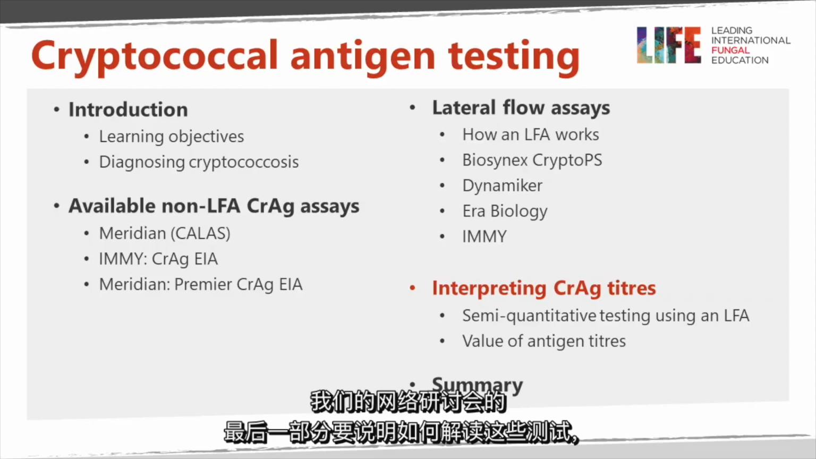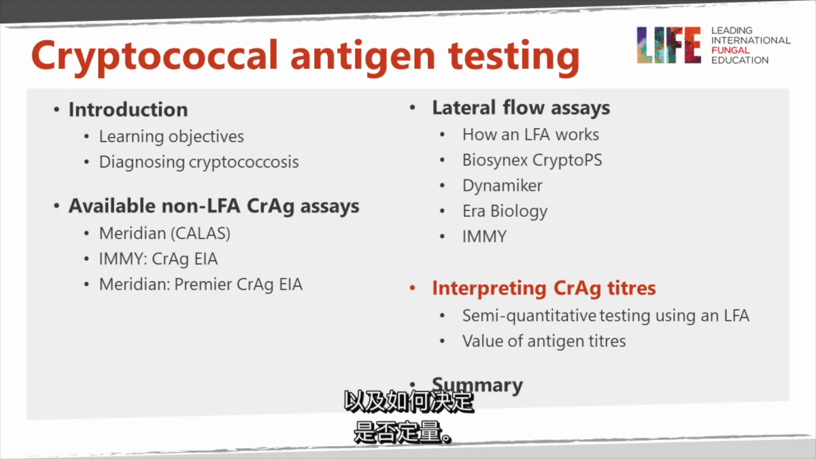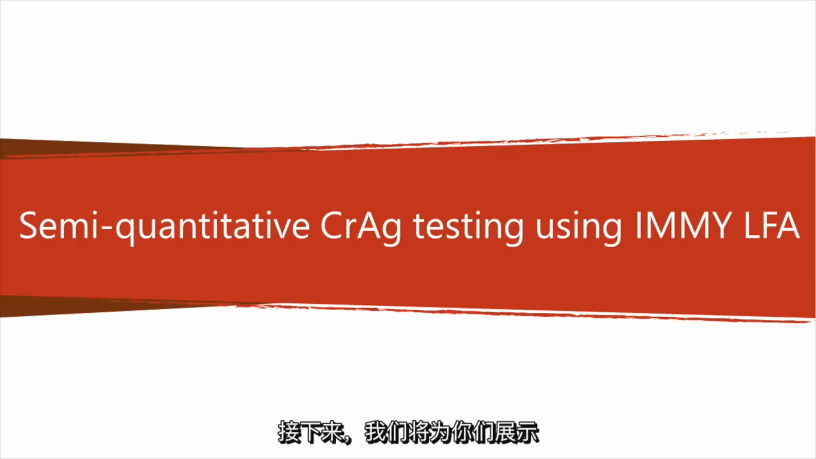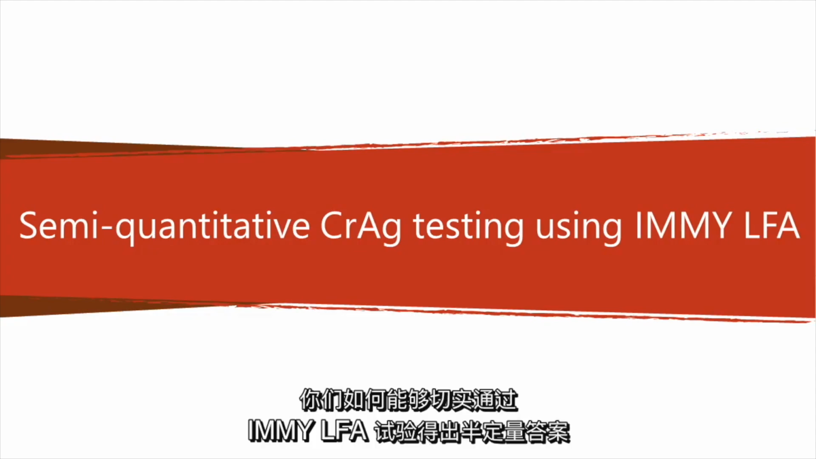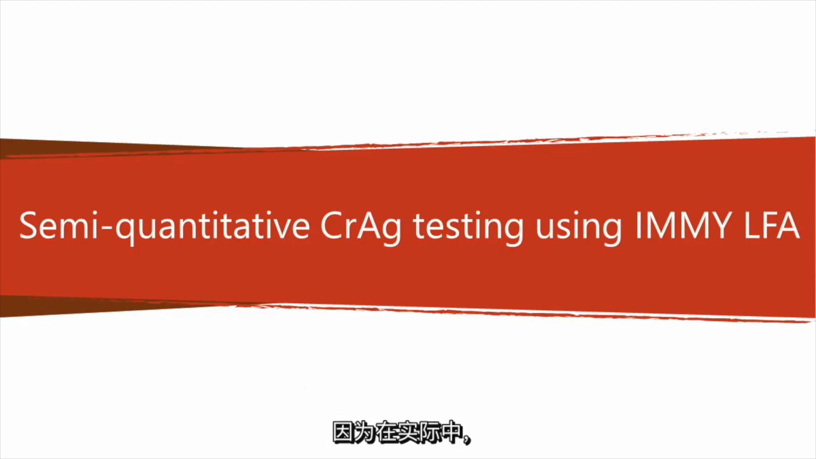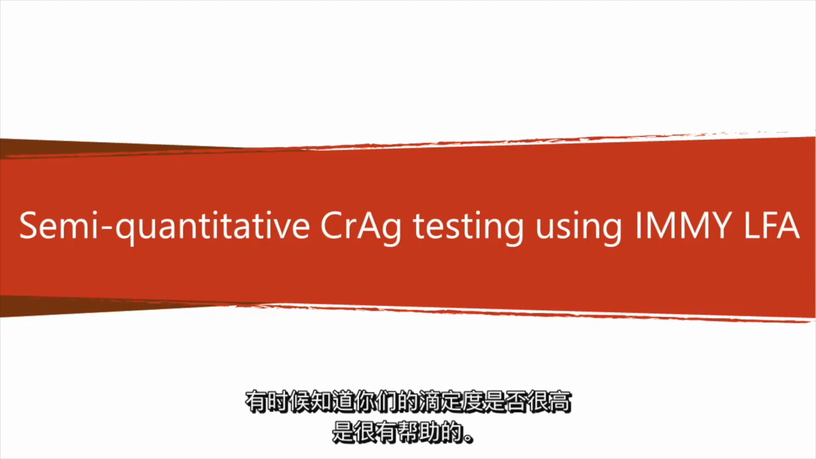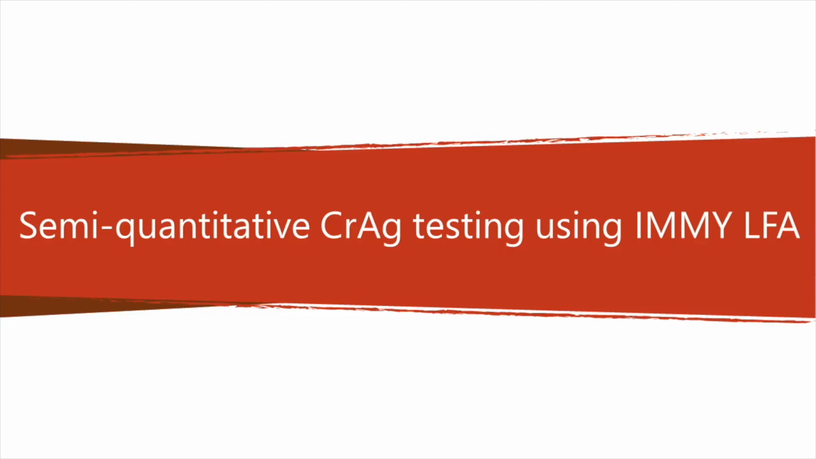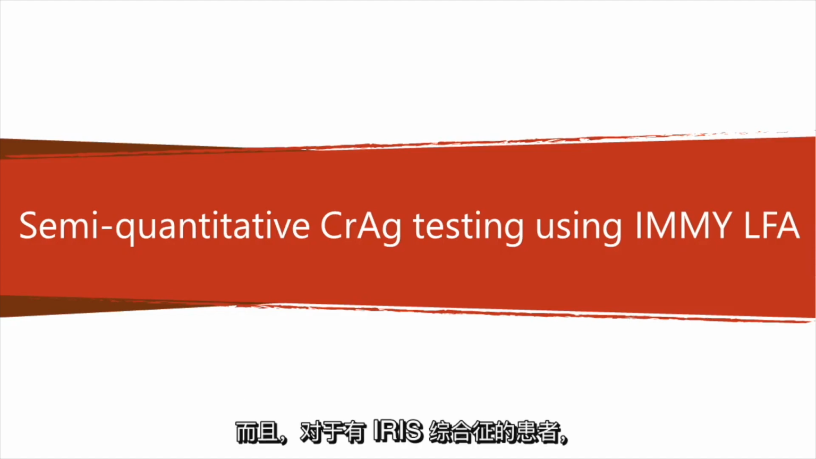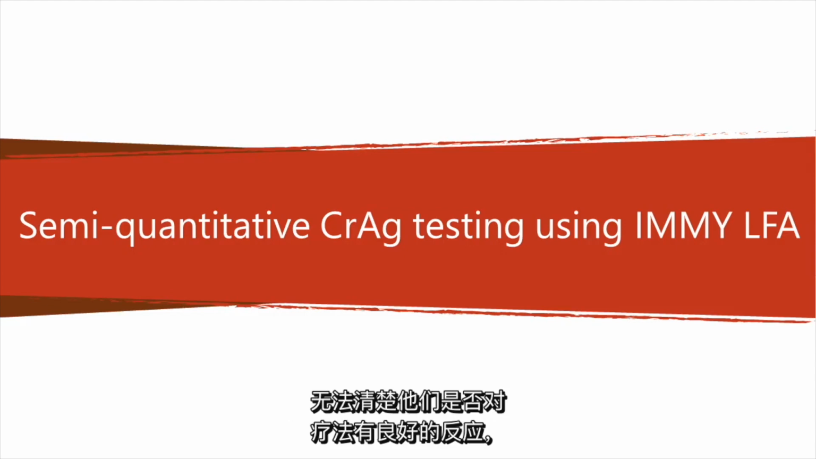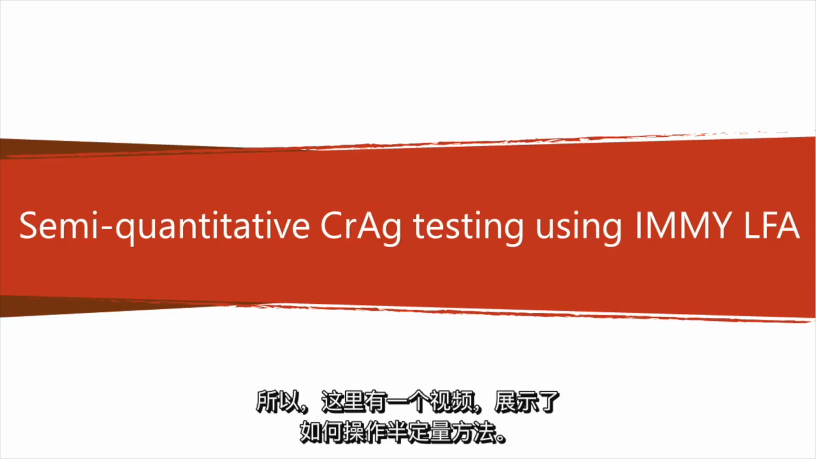The final section of our webinar is explaining how to interpret these tests and how to decide whether to quantify or not. We're next going to show you how you can actually produce a semi-quantitative answer from the IMI LFA, because it is helpful in the field to sometimes know if you have a very high titer or not. And in patients who have IRIS syndromes or patients who have other problems where it's not clear whether they're responding well to therapy, this is sometimes really quite helpful. So there's a video showing how to do this semi-quantitative method.